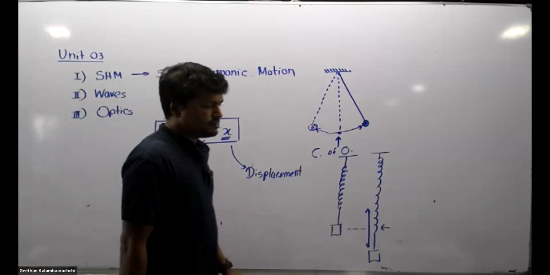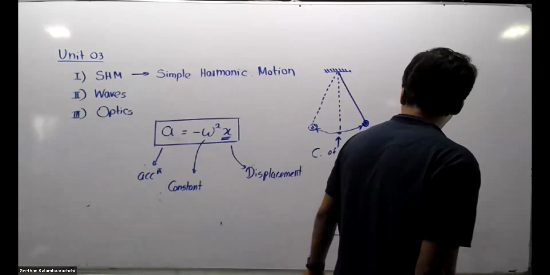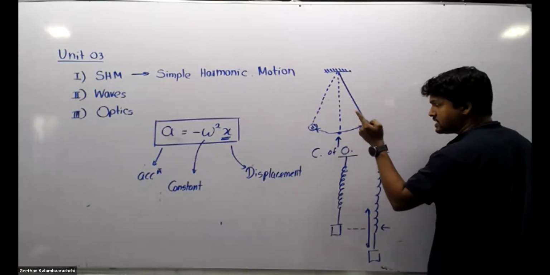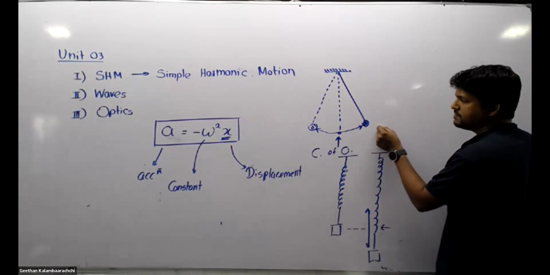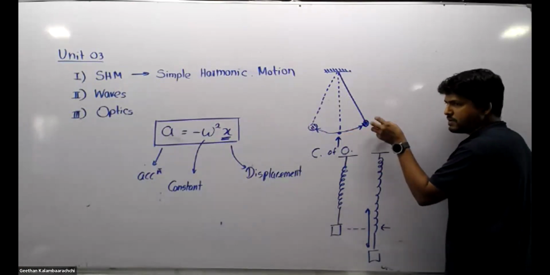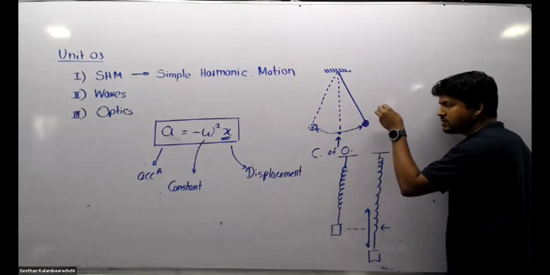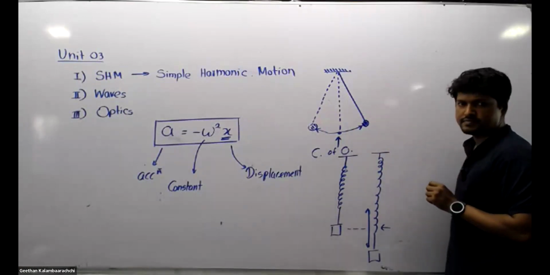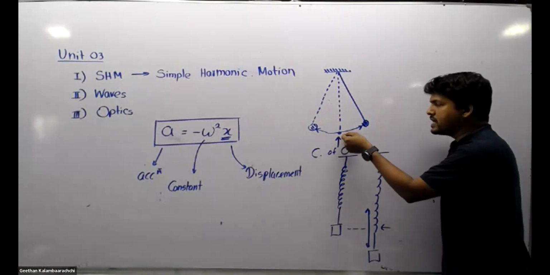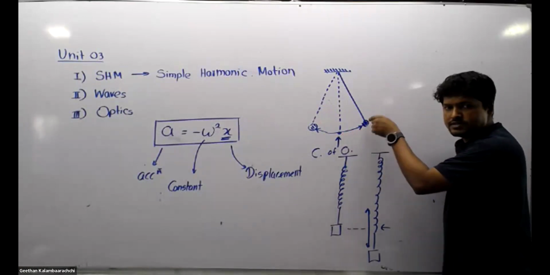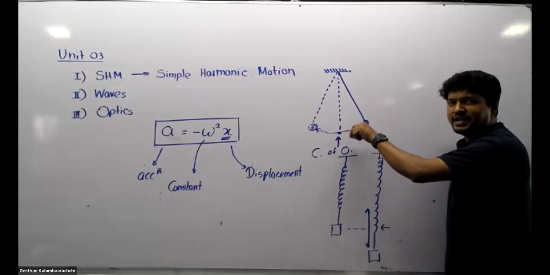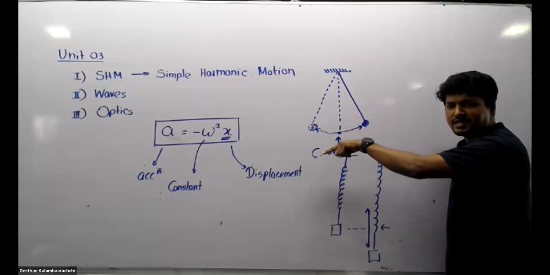I'll give an example. When it goes to this side, away from the center of oscillation, the displacement increases. When we give it movement, in which direction is its acceleration? Going up, the speed decreases, so acceleration is opposite. Going down, the speed increases, so acceleration is to the same side.